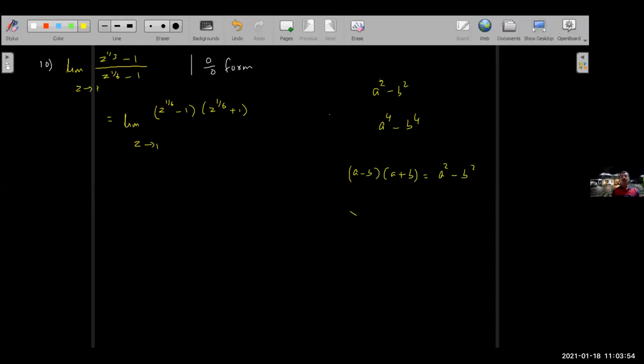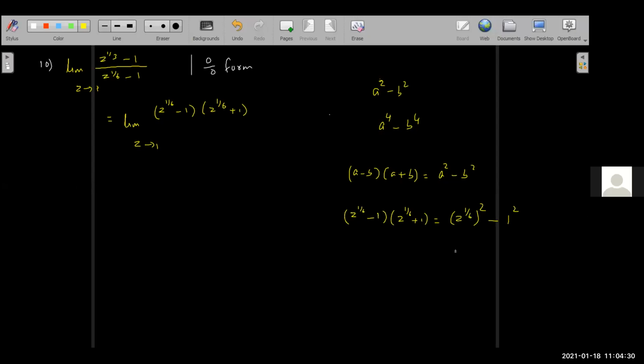z raised to 1 by 6, z raised to 1 by 6 plus 1, or minus 1. Into z raised to 1 by 6 plus 1 will be z raised to 1 by 6 the whole square minus 1, because (a minus b)(a plus b) gives a squared minus b squared.